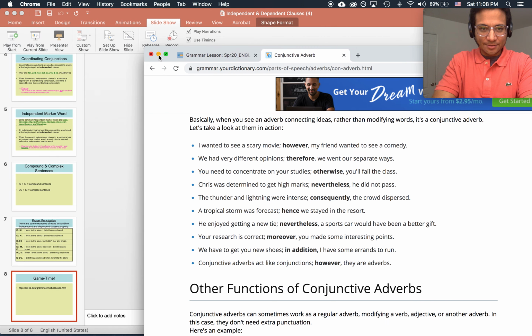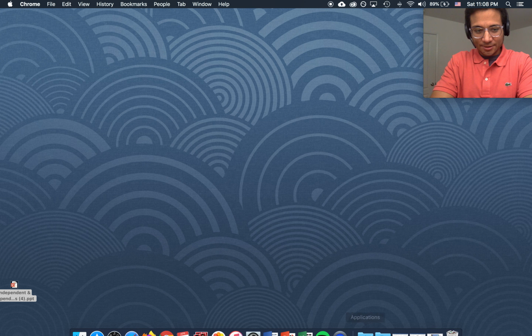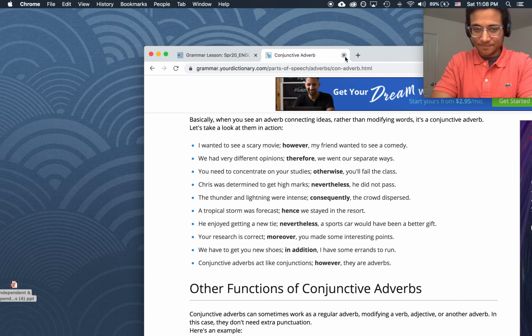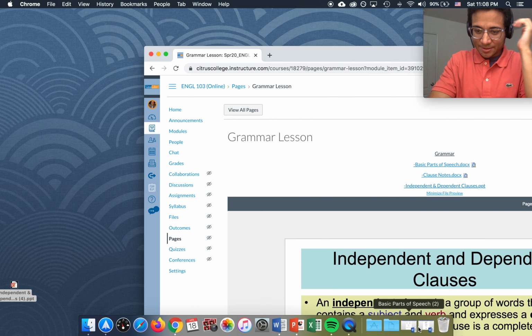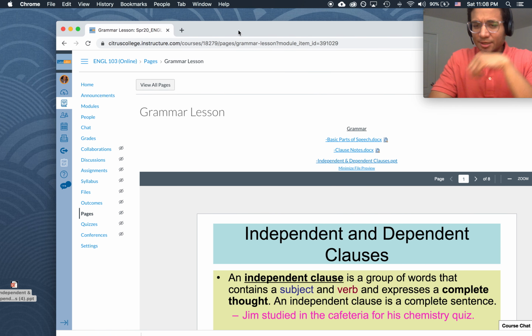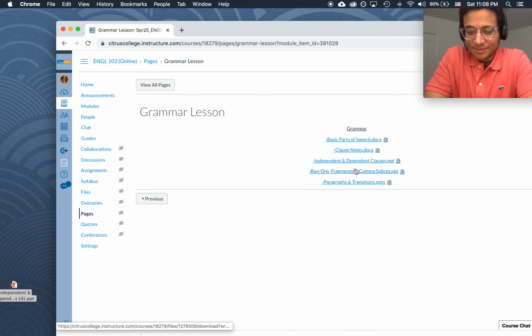All right. That's it for this. That's it for independent and dependent clauses. And you know what? Let's go ahead and close it. I don't want to make things more messy. But I will keep open the notes, the documents. Okay. So we have this. Okay, let's go ahead and minimize it.